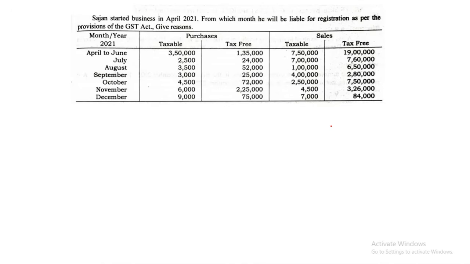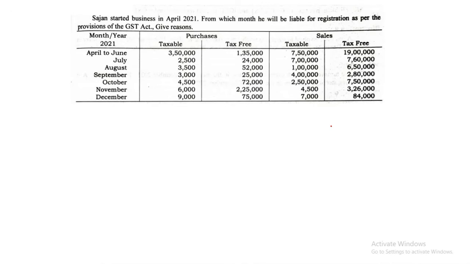Now, in such kind of sum, they have not mentioned whether it is goods or service. Always remember, whenever you get such kind of sum where you have purchase, sale, taxable, tax-free given, it is always to be assumed that it is supply of goods only. Since it is the supply of goods only, the threshold limit will be 40 lakhs for other category states. Since no state is mentioned, we assume it is other category. So the threshold limit is going to be 40 lakhs.